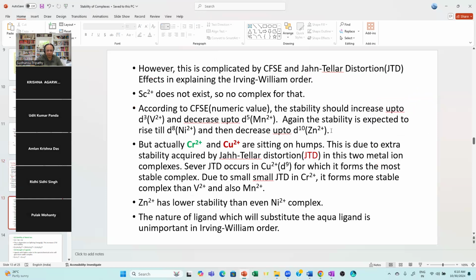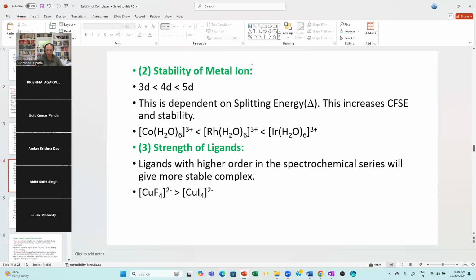So this is the Irving order. I have already explained that. Then the second point, these things will be consuming about 10 minutes. All other things.